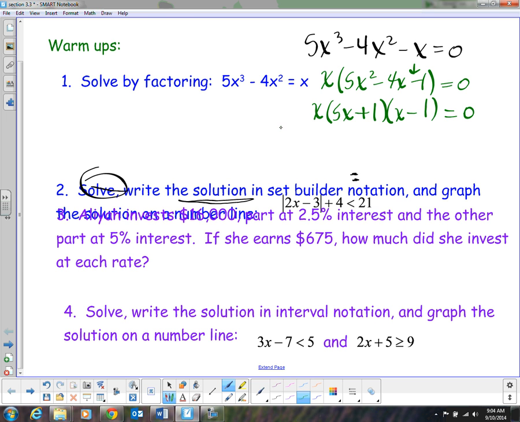Notice I brought my x down. So you're going to say x equals 0. You're going to say 5x plus 1 equals 0. And you're going to say x minus 1 equals 0. I should have some variables if I did that. So this is going to be x equals negative 1/5, and this is going to be x equals 1. So see, this is a situation where I guess the check is really pretty quick.